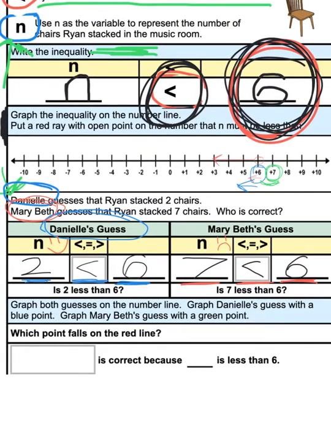Now, stick with me, and I am down here now. It says graph both guesses on the number line. Graph Danielle's guess with a blue point. Graph Mary Beth's guess with a green point. So Danielle's guess, remember, was 2.